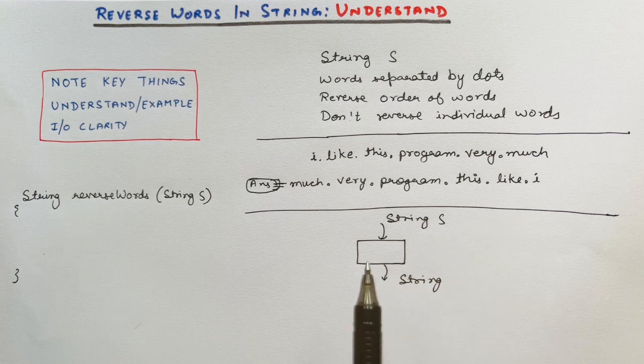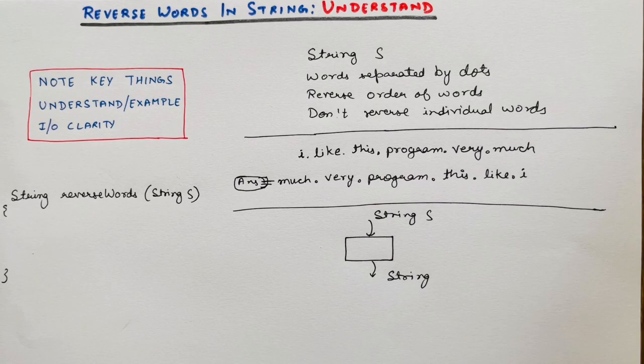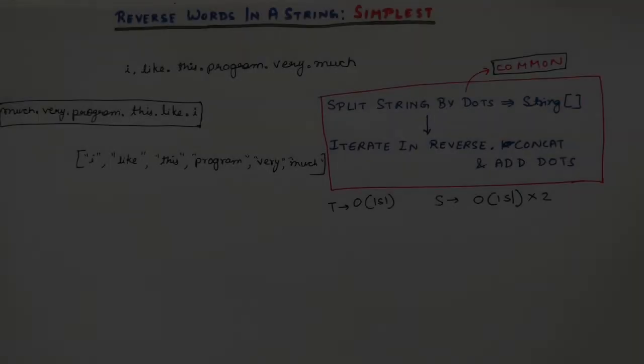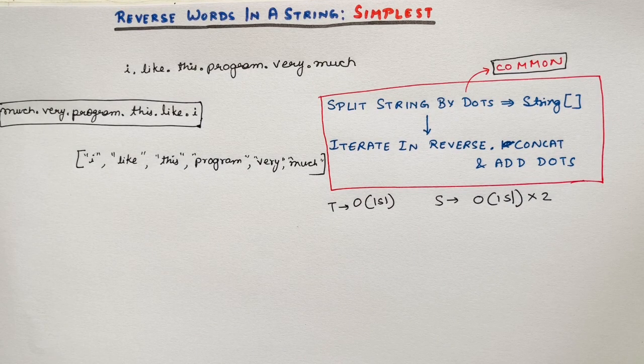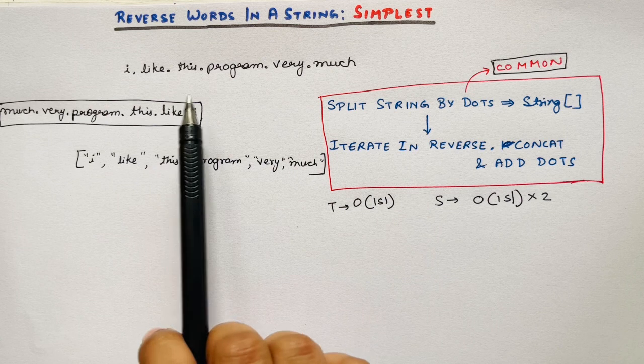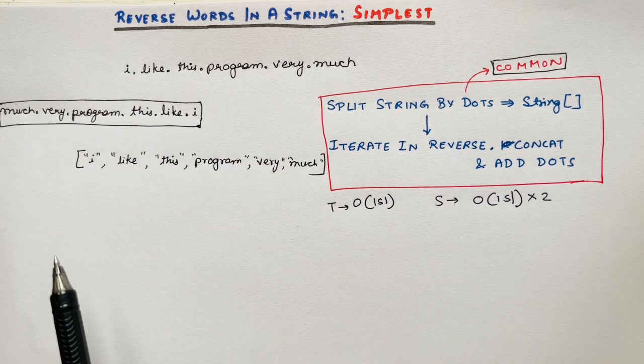If we consider our solution as a black box, we are getting a string S as input and returning a string as an output. So what will our function signature look like? Our function signature will look something like this. Let us see how will we approach this problem in the simplest possible manner. So this is our input string and we have to convert this to this one.